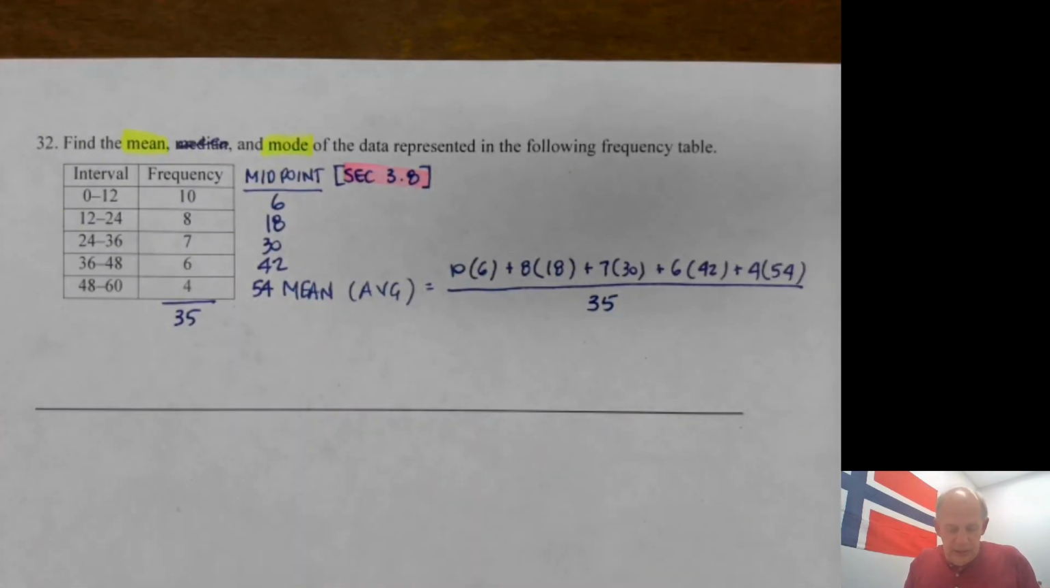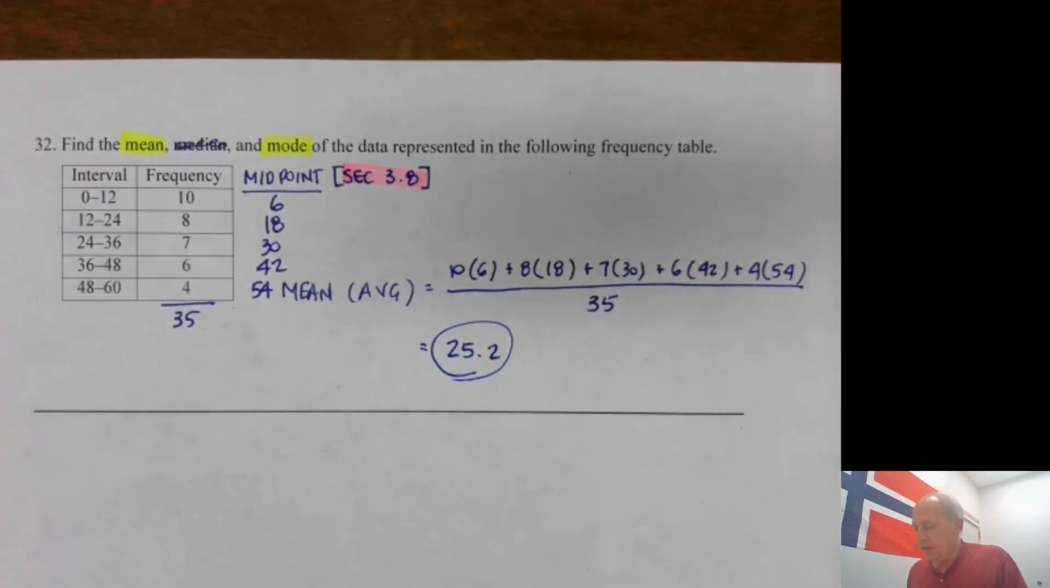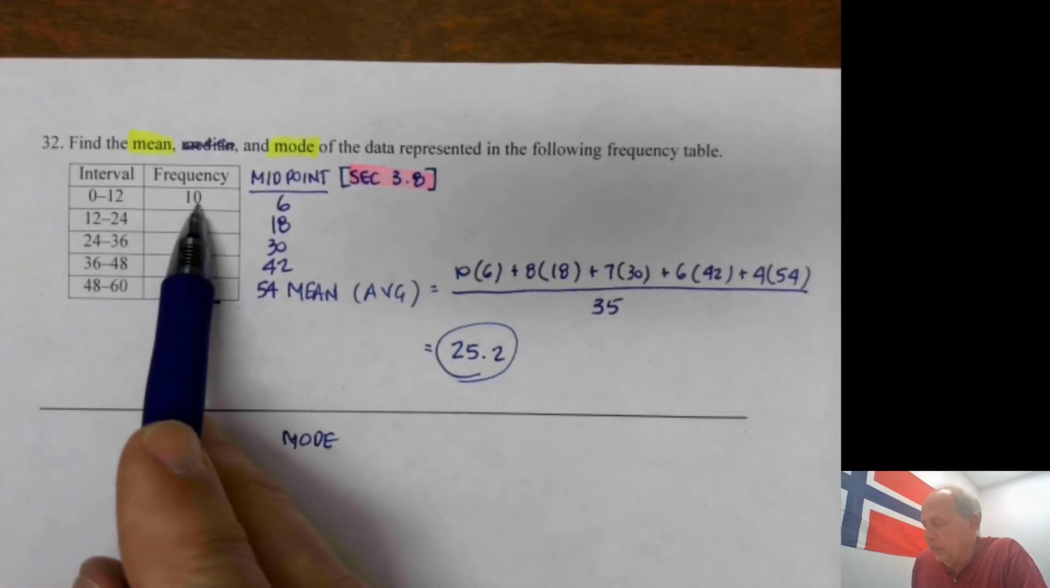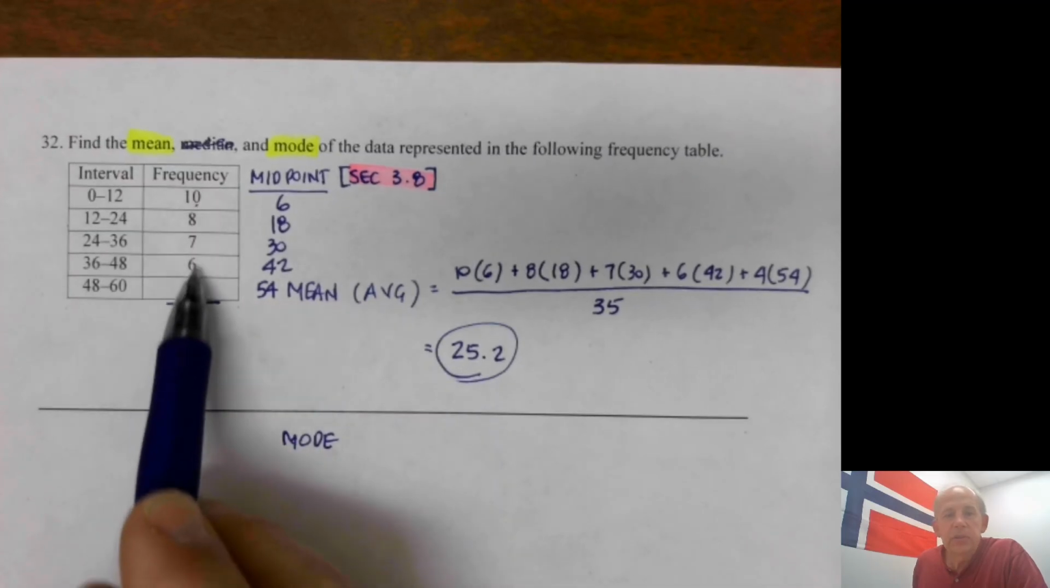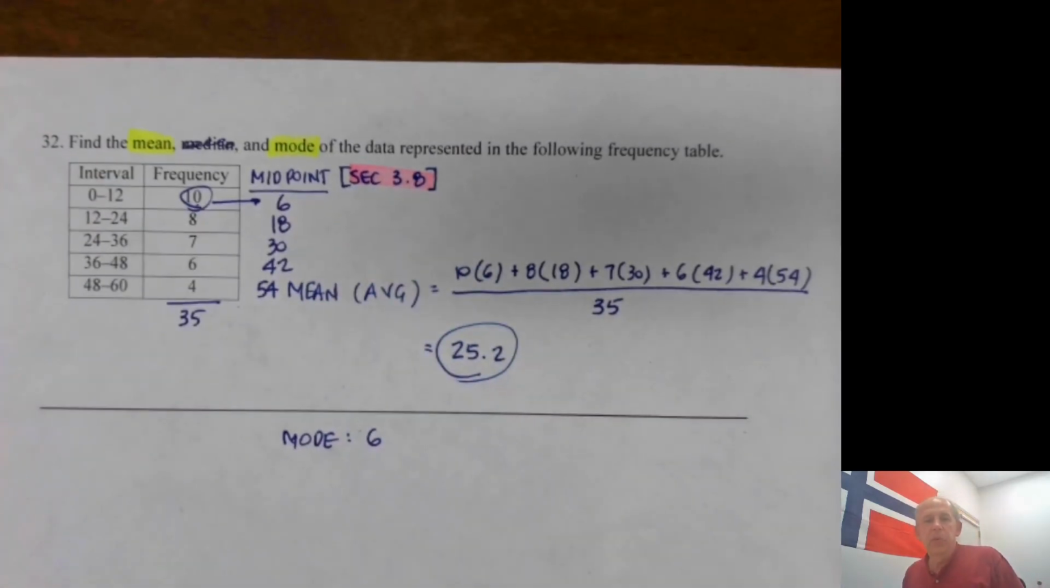So I'm going to say 10 times 6 plus 8 times 18 plus 7 times 30 plus 6 times 42 plus 4 times 54, then divide all of that by 35, and come up with an average of 25.2. So there's how you find the mean using the frequency table. To find the mode, I am going to go to my most crowded interval, which has 10 data points. That's the most crowded interval. I'm going to slide over and read off my midpoint, 6.